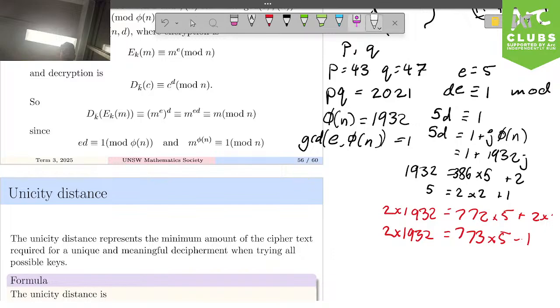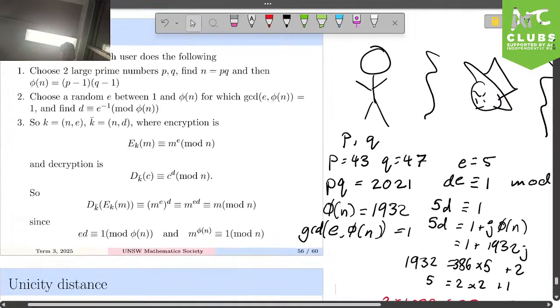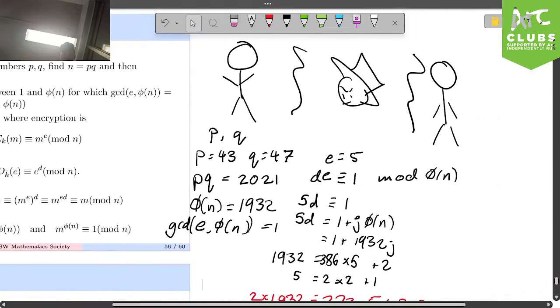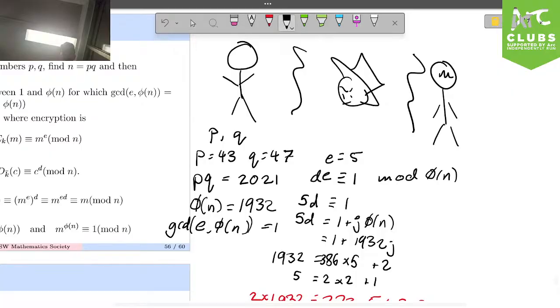Now, to encrypt a message, you come up with a message you want to send me. It's in your head, and you want to encrypt it. The way you're going to do that is I'm going to scream out to you, hey, e and n. And what you're going to do is take your message, raise it to the power of e, and mod n. But now the public knows what e and n are. So you're going to take the message to the power of e, mod n, and then you're going to scream that back to me.